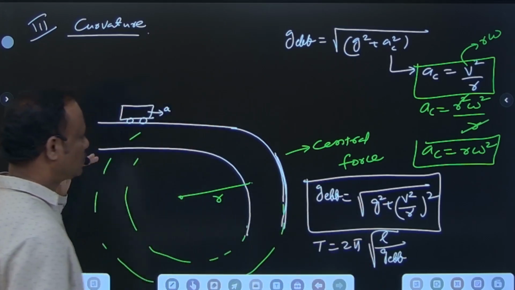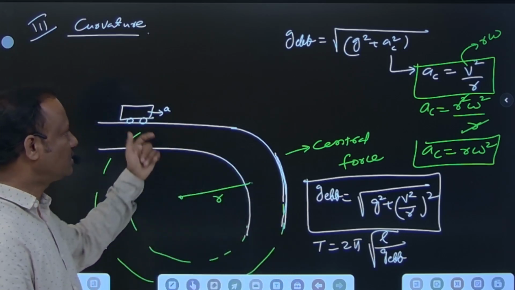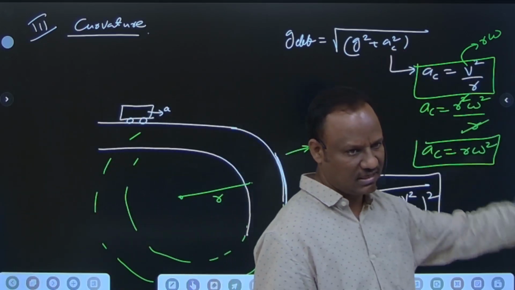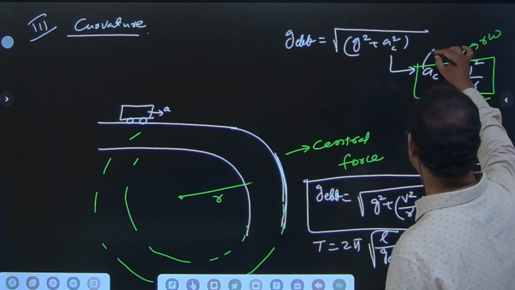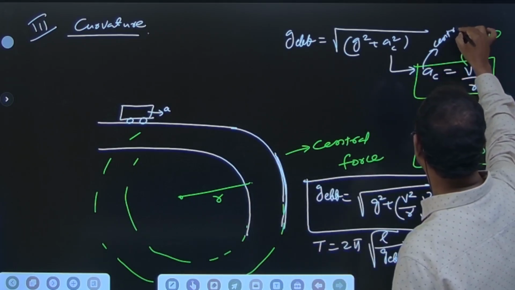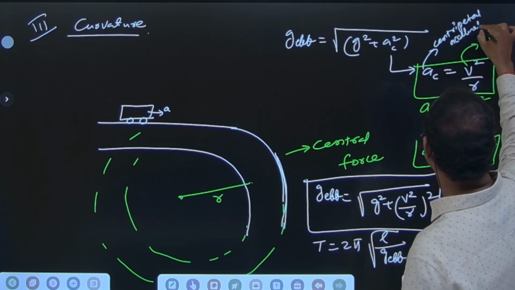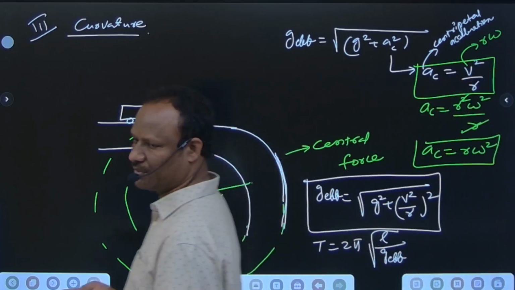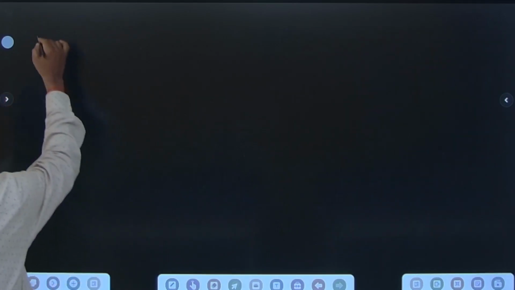Same, the truck has to move on a curvature. Curvature means central force comes into play. This acceleration is called centripetal acceleration. a_c is equal to v square by R. Okay, next one.